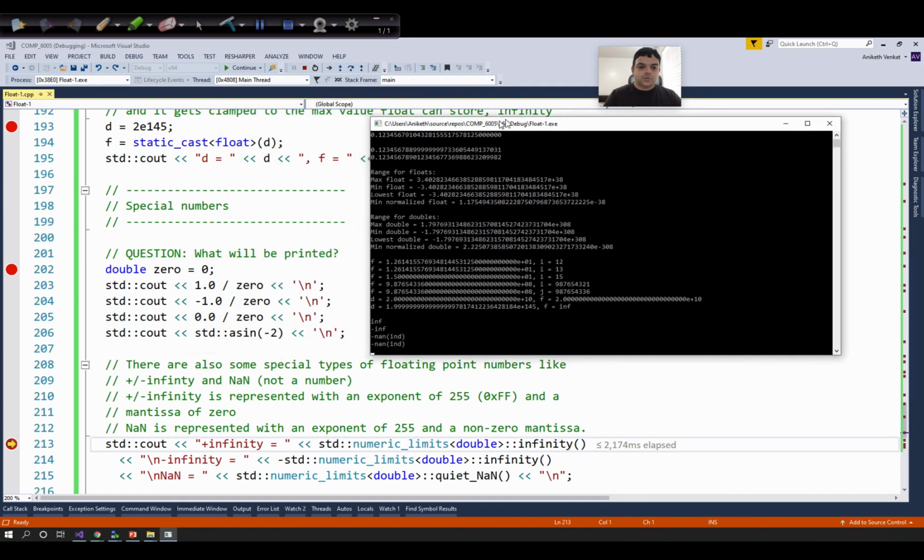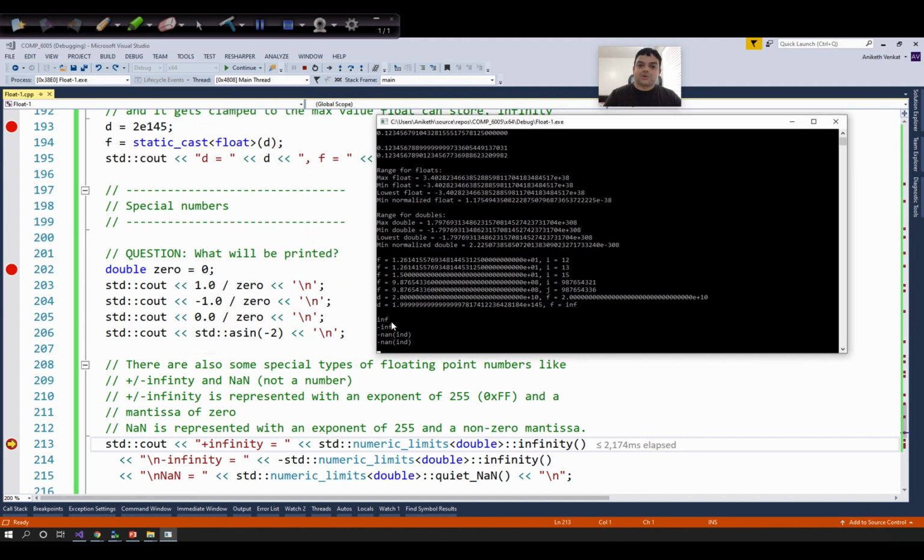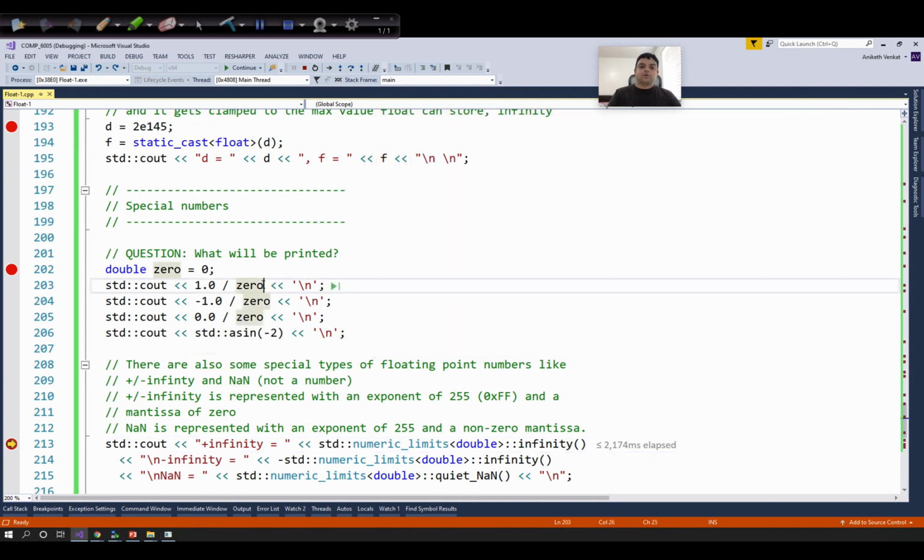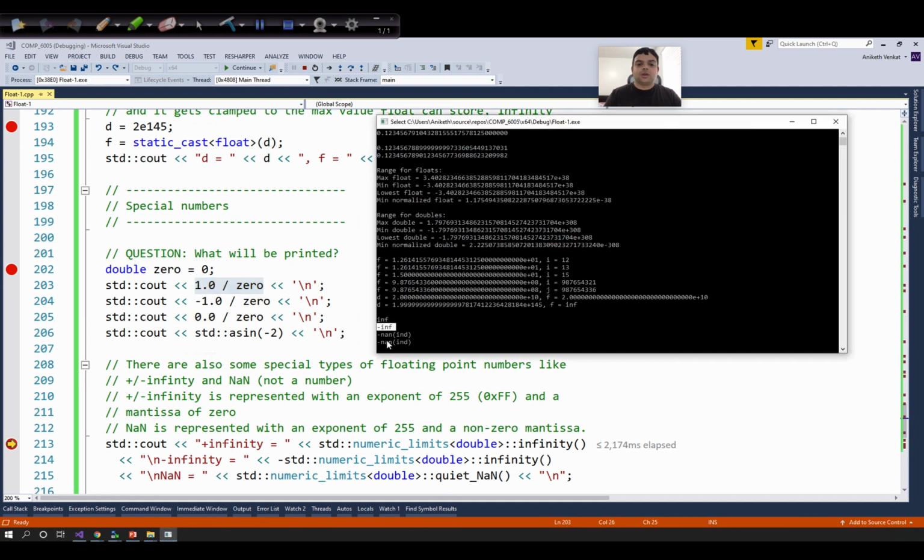Okay, so the first one was 1 divided by 0, which is equal to infinity. Minus 1.0 divided by 0 is minus infinity. 0 by 0 is nan. And arc sine of minus 2 is again nan, or not a number. So previously with integers, we were not able to do this. We will get an exception, or we don't know what would be the behavior of the code when we divide by 0. With floating point numbers, they are represented using special numbers, which are infinity and not a number.